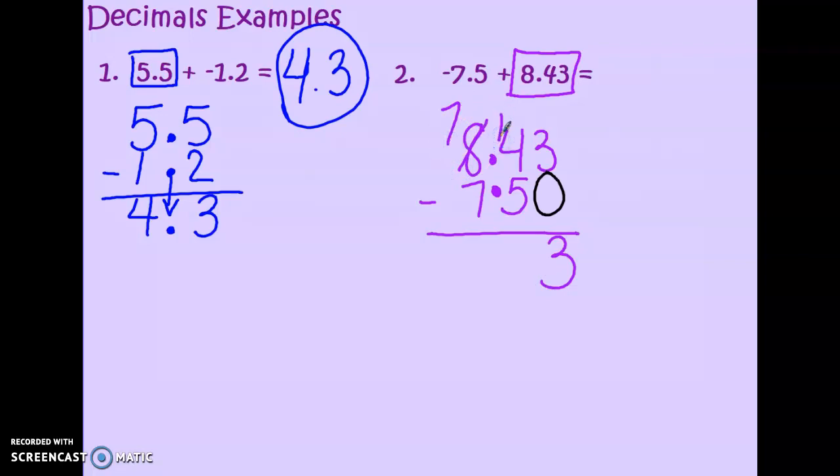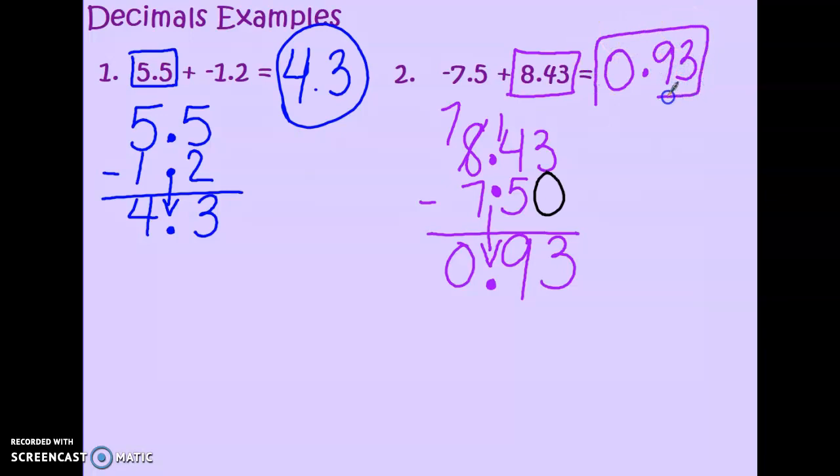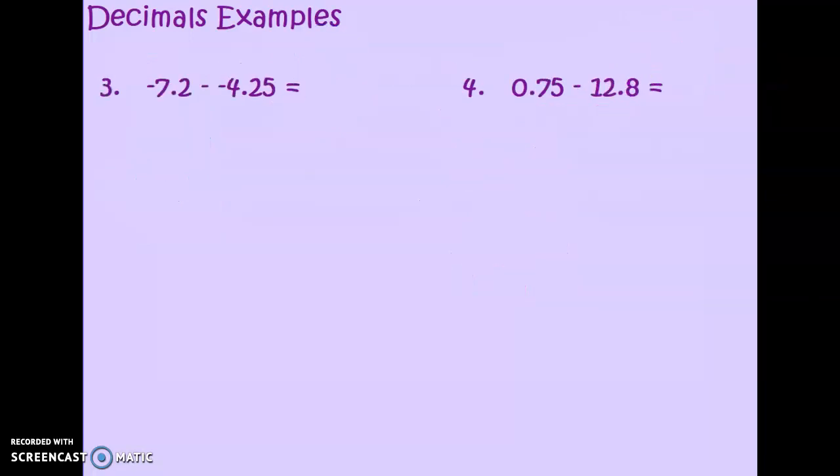It's going to make this 14. 14 minus 5 is 9. And then 7 minus 7 is 0. And then again, bringing my decimals straight down. Since 8.43 is our biggest number and it's positive, our answer is positive. So 0.93 is our answer. All right, let's look at some subtraction.